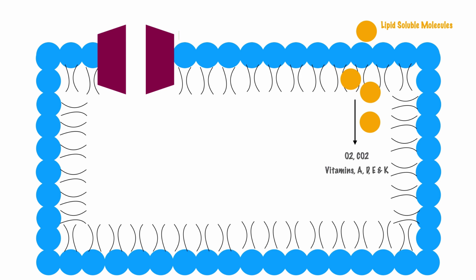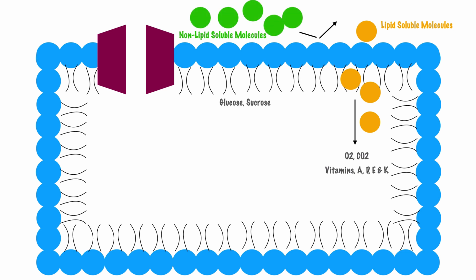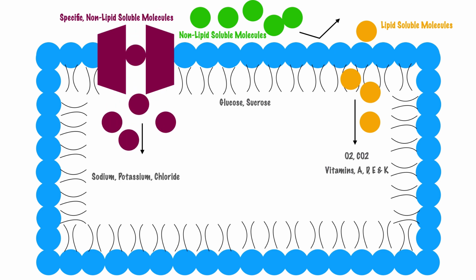Next are non-lipid soluble molecules such as glucose and sucrose. These items on their own cannot pass through the cellular membrane. They would instead bounce off of the cellular membrane, which is an indication that we'll need an alternative means for glucose to enter our cells. And lastly, we have specific non-lipid soluble molecules. This would include examples such as sodium, potassium, and chloride. In order for these molecules to enter the cell, they must pass through a specific protein membrane channel.